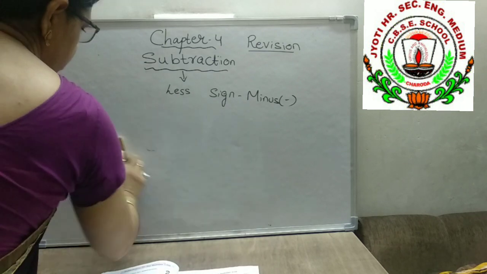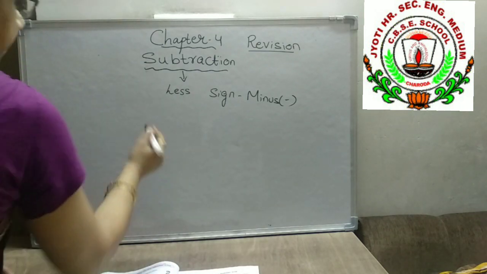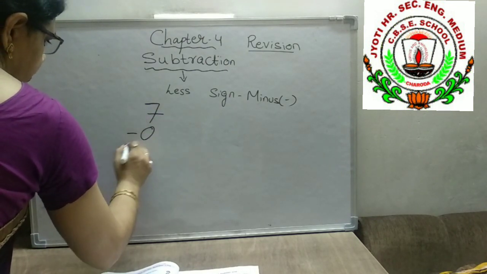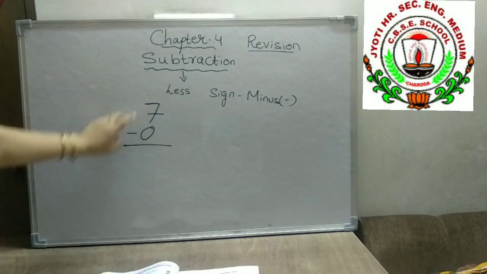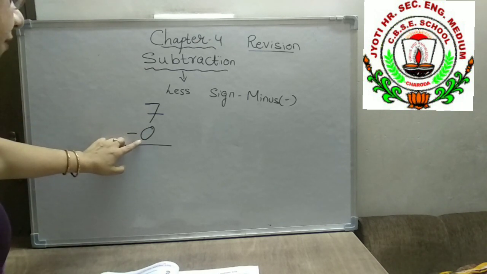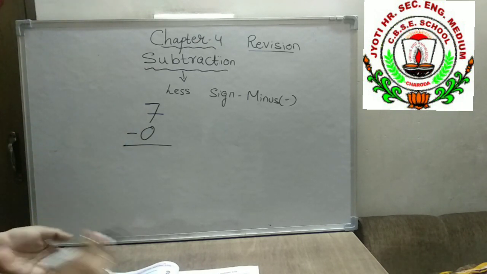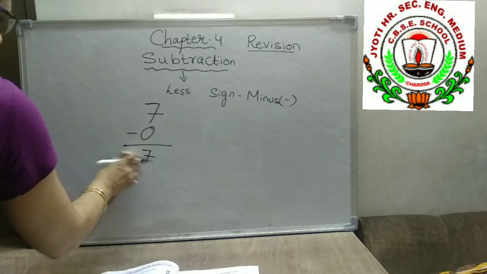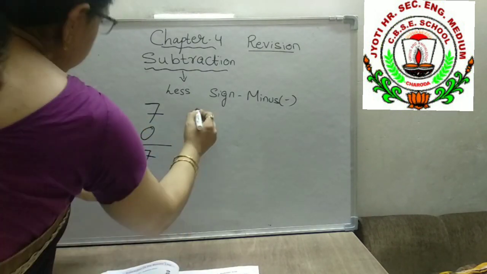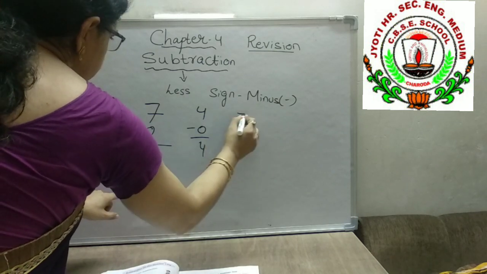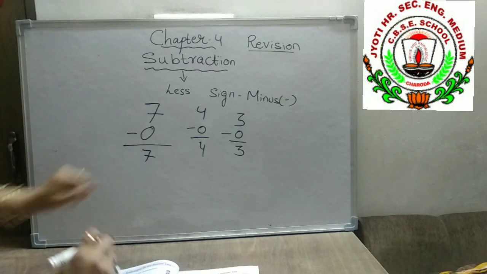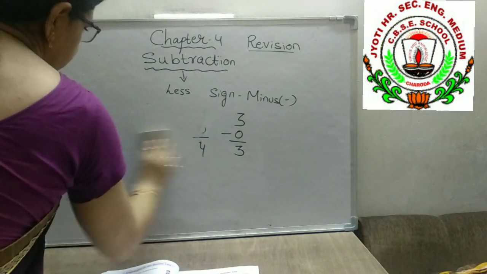Next, students, I have told you some properties of subtraction in my previous class. Suppose you have to subtract 0. This is 7, the sign of subtraction, and 0. Sorry, we have to subtract 0. So 0 means nothing, so we will get the same number. If we subtract 0 from any number, we will get the same number. All of you remember, this is one of the properties.